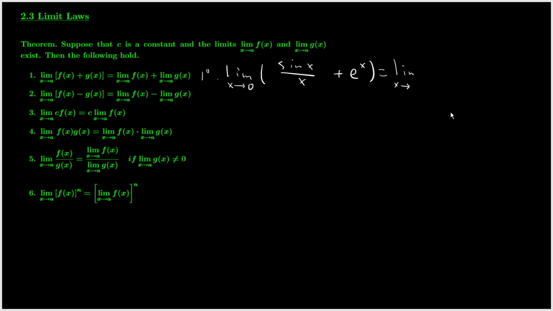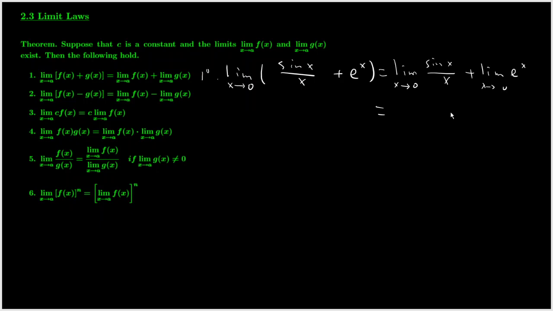By that we mean you treat the first function as f, and you treat the second function as g. Now we're trying to compute the sum of two limits. The first limit is the limit of sine of x over x, and the second limit is the limit of e to the power of x as x approaches 0.